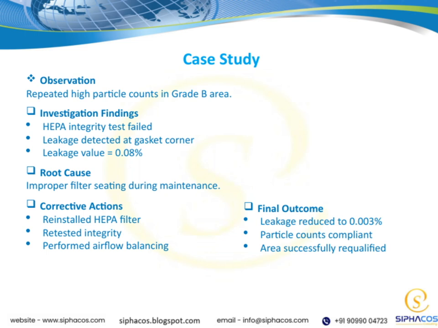Now let's look at this case study. We observed repeated high particle counts specifically in the grade B area, which raised some concerns. To understand the root cause, we conducted an integrity test on the HEPA filters, and unfortunately, it failed. During our investigation, we detected leakage at the gasket corner, with a leakage value of 0.08%, clearly an issue that needed addressing. The root cause turned out to be improper filter seating during maintenance, which compromised the filter's integrity.